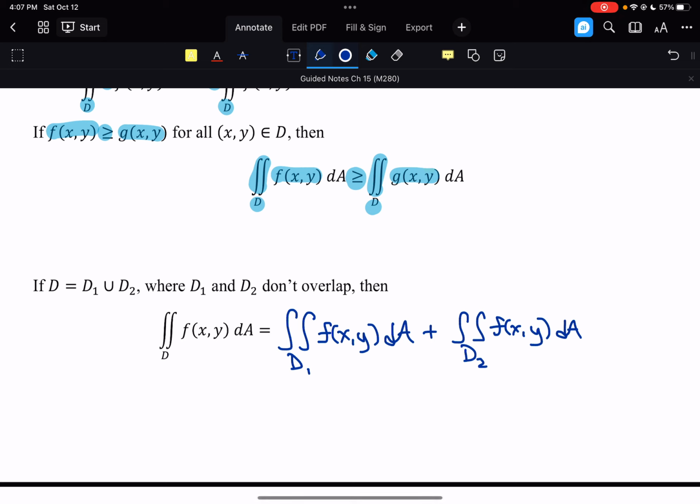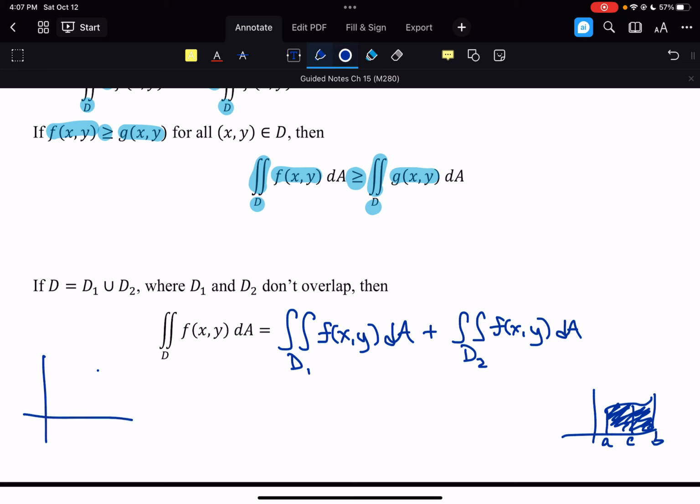Okay. And this is actually kind of similar to a Calc 1 property. It was one where you said, if you're taking the integral from A to C, and then the integral from C to B, that's the same thing as adding them together and just taking the integral from A to B. Same idea.